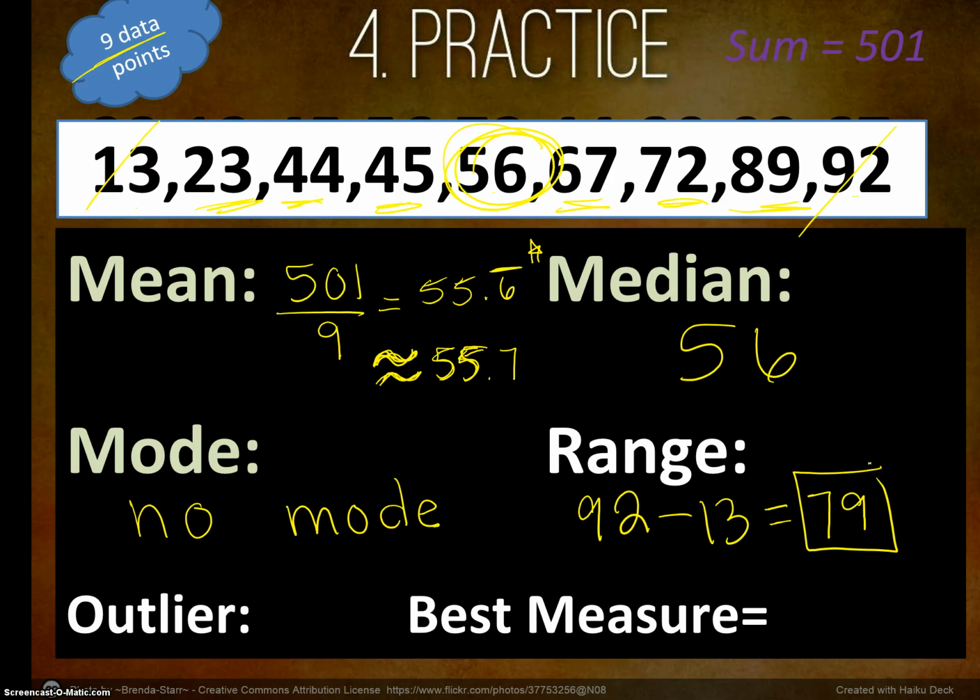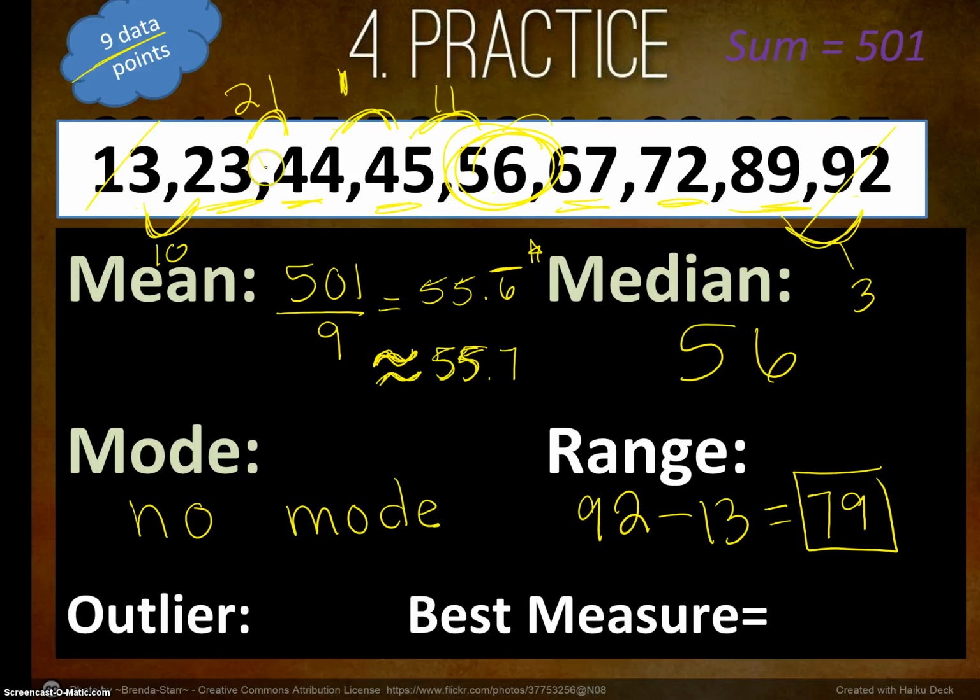The outlier is a number that's way above or below. Now these two numbers are only 3 apart. These two numbers are 10 apart. So you could argue that 13 is an outlier. But when you look at the rest of the data, 44 and 23 have a difference of 21. So that's kind of a huge gap right there. 44 and 45 only have a difference of 1. 45 and 56, they have a difference of 11. So it seems like really jumpy data. So I would say no outlier.